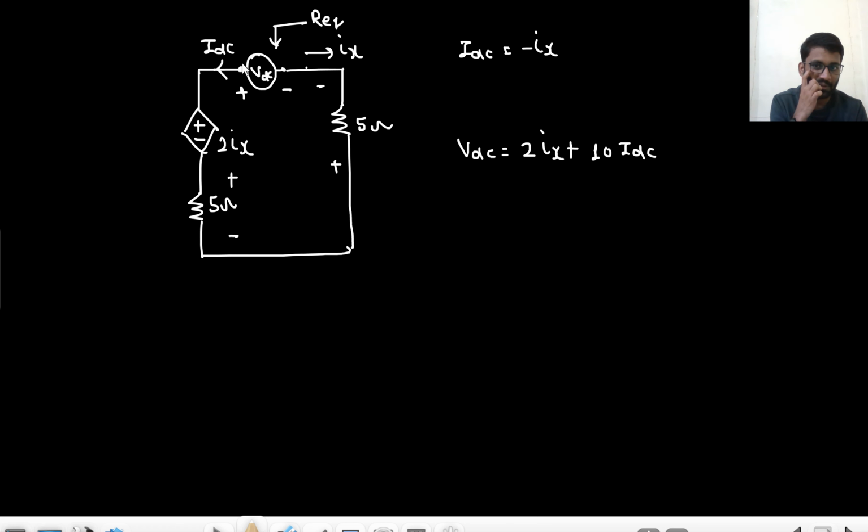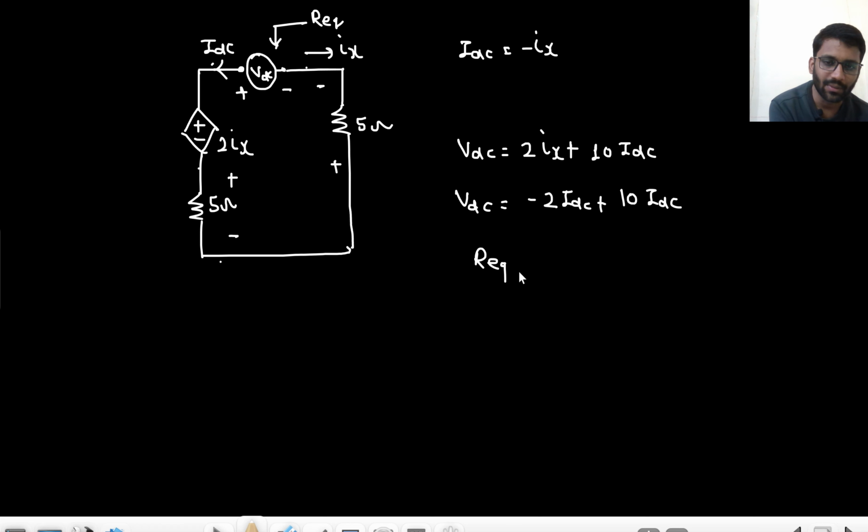Because from here if I am going, this is plus, this is minus, this is minus, this is also minus. And 2Ix is negative of that, so it would be minus 2 IDC plus 10 IDC. So my R equivalent is coming out to be VDC by IDC, it is 8 ohm.